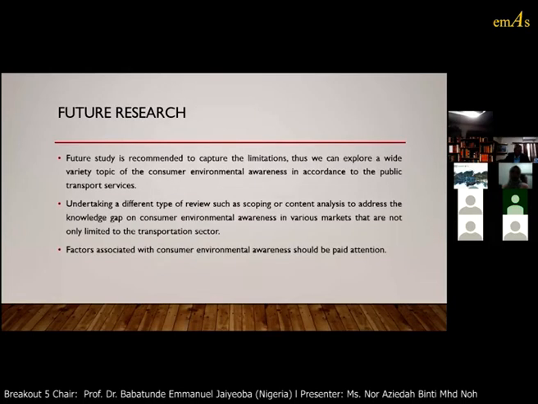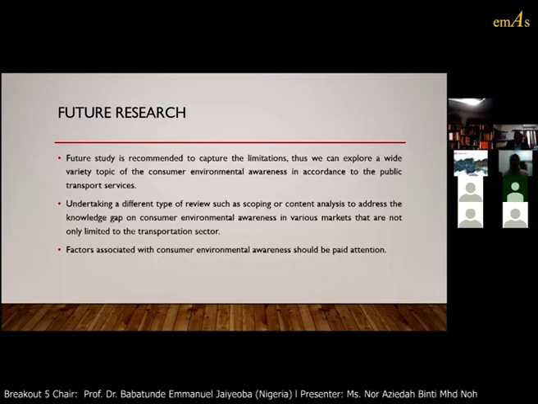For future research, it's recommended to capture the limitations by undertaking a different type of review such as scoping or content analysis to address the knowledge gap on consumer environmental awareness in various markets that are not only limited to the transportation sector. Lastly, factors associated with consumer environmental awareness should be paid attention.